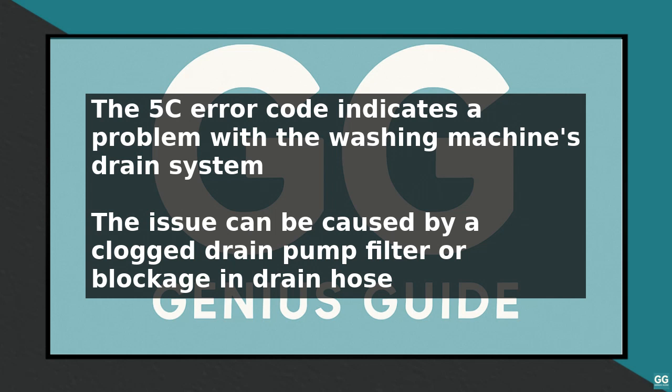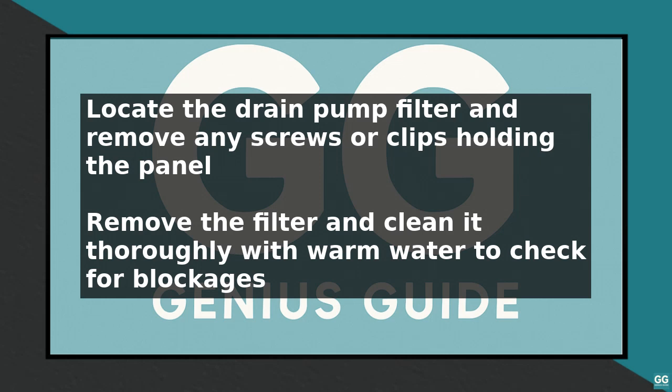First, turn off the washing machine and unplug it from the power source. Then, locate the drain pump filter, usually found at the bottom of the machine or behind a panel. Depending on the model, remove any screws or clips holding the panel in place and gently pull it out.